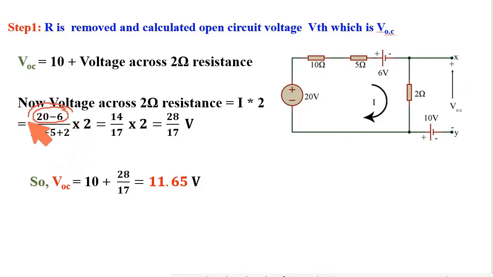So this portion is the current, and that multiplied by this 2 ohm, ultimately I got 28 by 17, that is the potential drop across this 2 ohm resistance. So that will be added with this 10 to get this VOC. So ultimately this VOC is 10 plus 28 by 17, I got 11.65 volt. This is VOC, or Thevenin voltage.